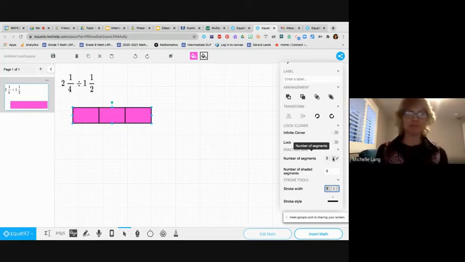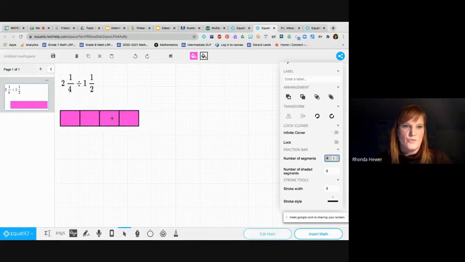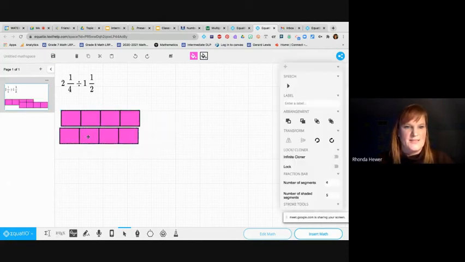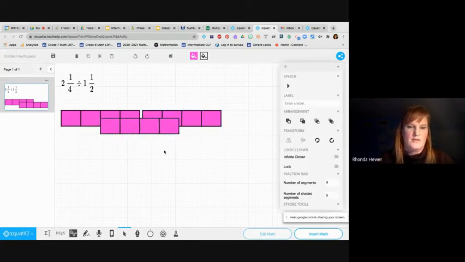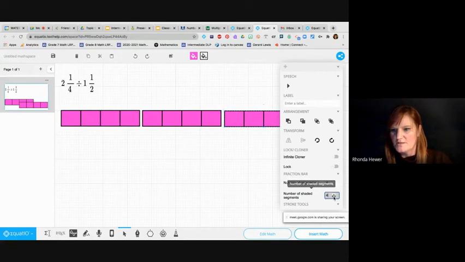Okay, so I'm going to have it in fourths. So here's 1. I'm going to copy and paste that, because I want it to be the exact same size and shape. So there's my 2. I'm going to paste again. And now I'm going to change this because this is only going to be 1/4, not fully shaded in. I only want 2 1/4 shaded in. So now you can see there's my 2 1/4.